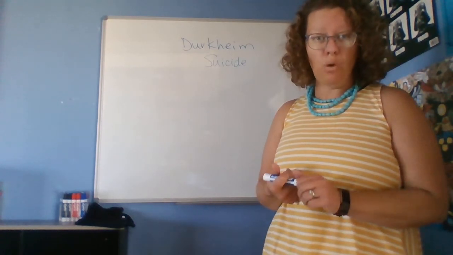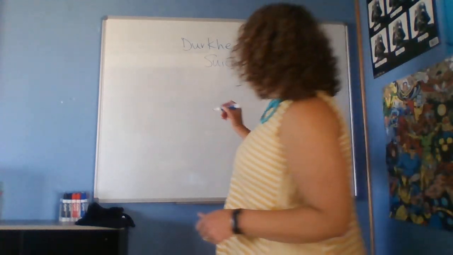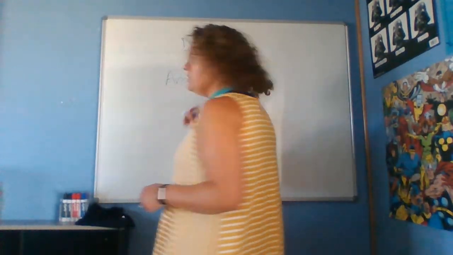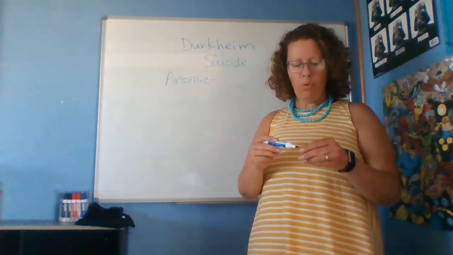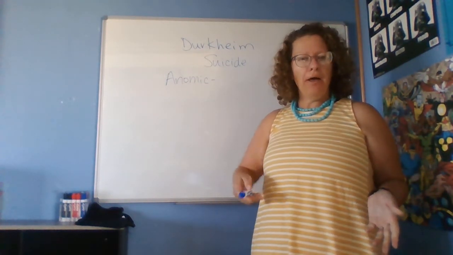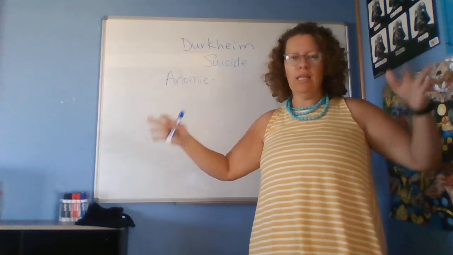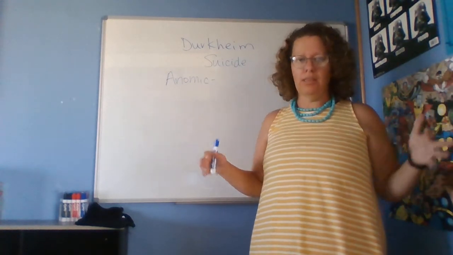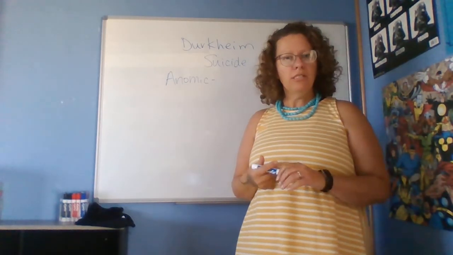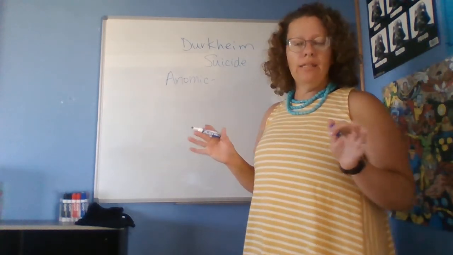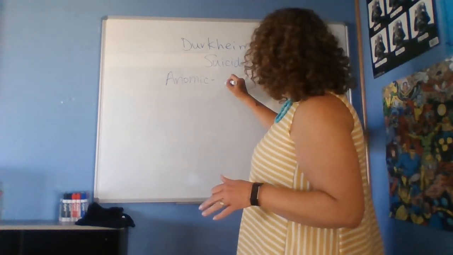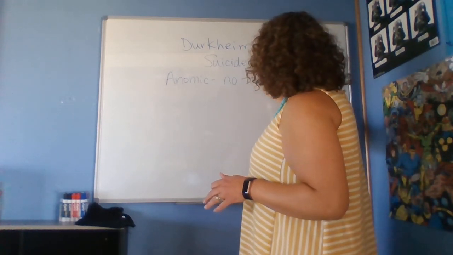Okay, so the first one is anomic suicide. Have you guys heard the word anomie before? It means a sense of hopelessness. If you're feeling anomic, you're kind of hopeless and lost in the world. So Durkheim says that an anomic suicide is when somebody does not have to follow the norm. So I'm just going to put no norms.